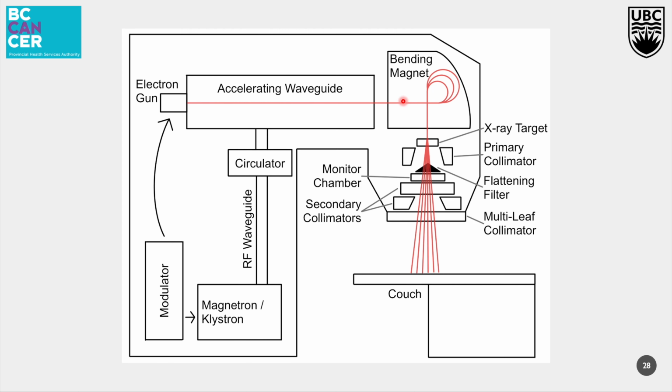Now, once the electrons make it down here, we often have a bending magnet to redirect the electrons to the target, but again, that depends on the exact configuration of the LINAC.